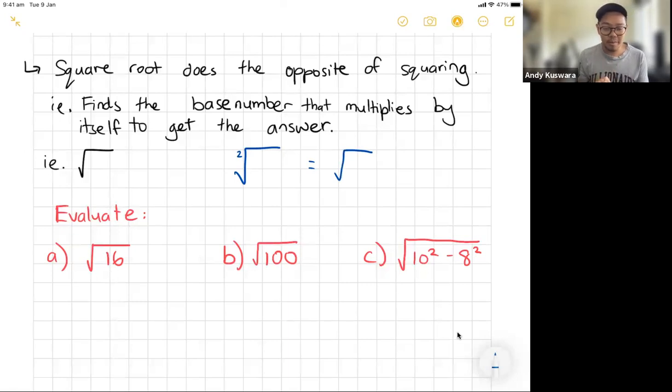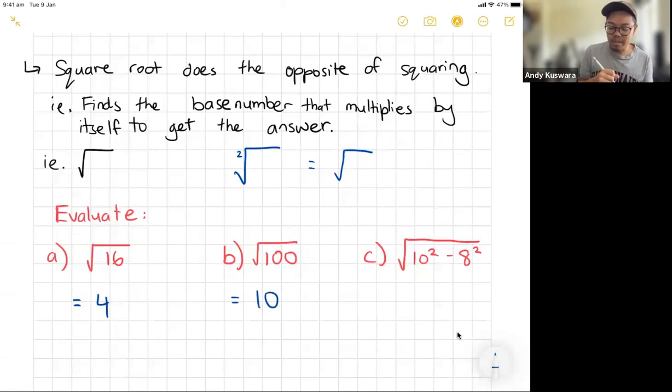So it says evaluate. Now, if I see the square root of 16, I'm trying to find, okay, what's the number that multiplies by itself to get 16, right? Looking at all these numbers, 16 is definitely something where I know that 4 times 4 gives me 16. So that means the square root of 16 is actually 4. And for question B, we've got the square root of 100. So I'm thinking what 2 numbers will multiply together to give me 100? It's got to be 10 times 10. So the answer here would be 10.